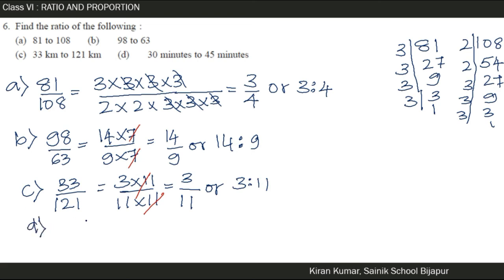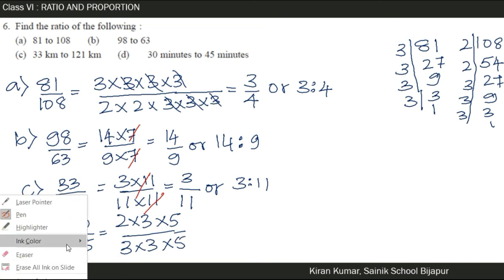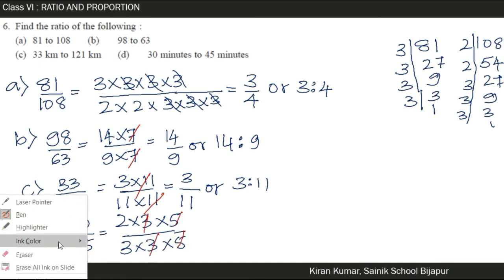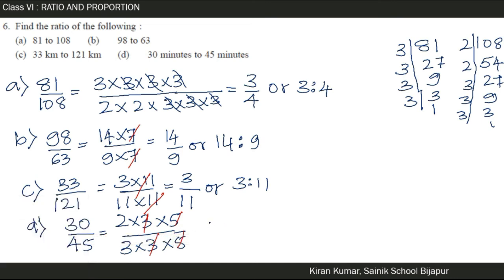For the fourth one, we have 30 upon 45, both are in minutes. 30 is 2 multiplied by 3 multiplied by 5, and 45 is 3 multiplied by 3, which is 9. 9 5s are 45. So one of the 3s and one of the 5s get cancelled. We will be getting 2 is to 3, or 2 by 3.